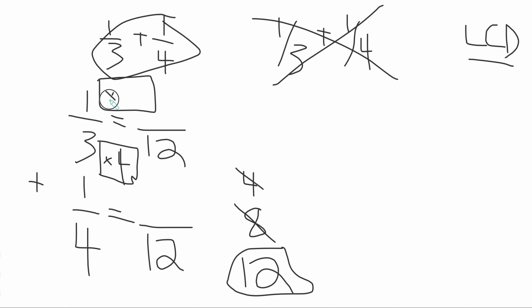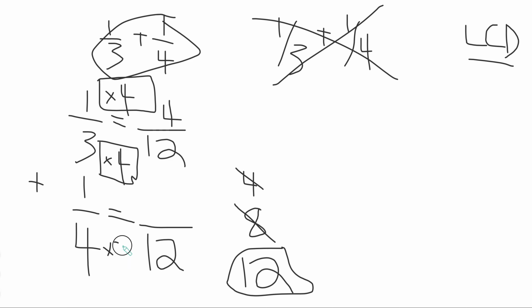So 3 times 4 is 12. So remember, you're keeping the fraction the same. Whatever you do to the denominator of the fraction, you have to do to the top of the fraction. So where the multiplier is, times 4, 12 times 4. So 1 times 4 is 4. So to keep the fraction the same, remember, 1/3 equals 4/12. So we do the same thing here.